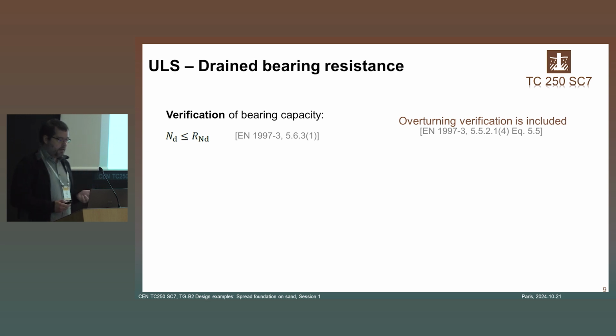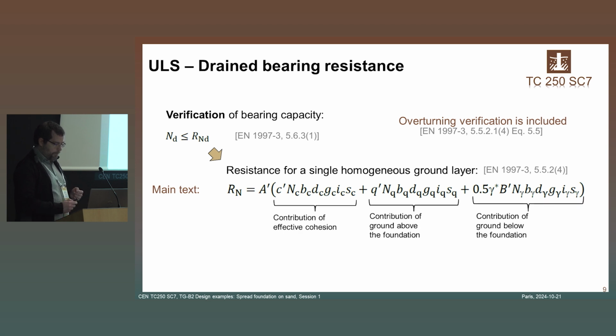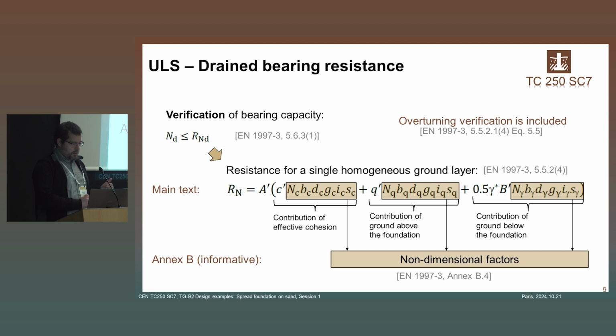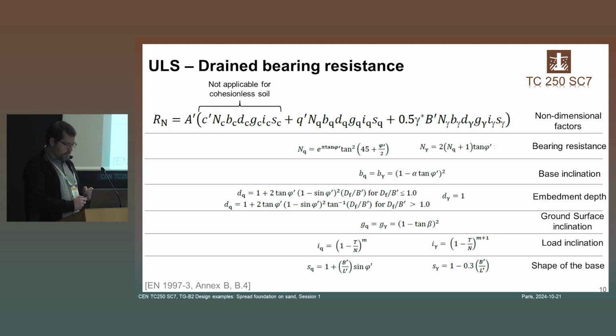Verification of the bearing capacity is basically the same as it was before. The basic concept, at least, as mentioned, is that overturning verification is included in that check. The resistance for a single homogeneous ground layer under drained conditions, at least, is checked with the equation we all know quite well. In this case, out of those three parts, we don't have to consider the contribution of effective cohesion, as we deal with sand and assume zero cohesion value. And it's worth repeating that the main equation is in the main part of the code. There are non-dimensional factors that are defined in Annex B. This is how they look.